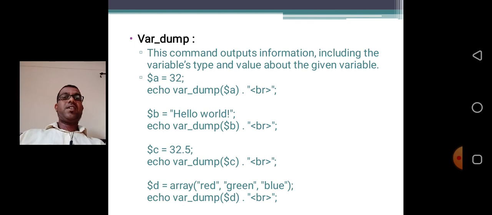Next one, $b equals hello world is taken. Then in the next example, there is a float, $c equals 32.5. In the next example, an array is passed. In this way, in PHP, there are functions and strings.